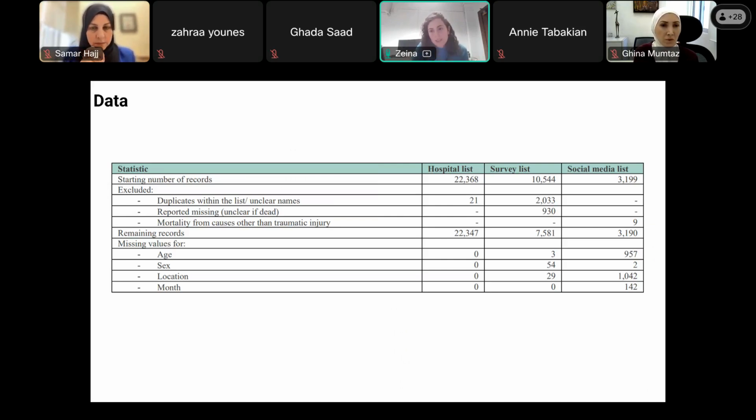The idea behind it, as I mentioned before, is that we want to see the overlaps between the three different lists: the name of the person and how well they overlap between the hospital and the survey list, and the hospital and social media list, to come up with estimates of how many are unidentified. And that's where the names are very important. The matching is based on name and age and sex, location, and month of them being killed.